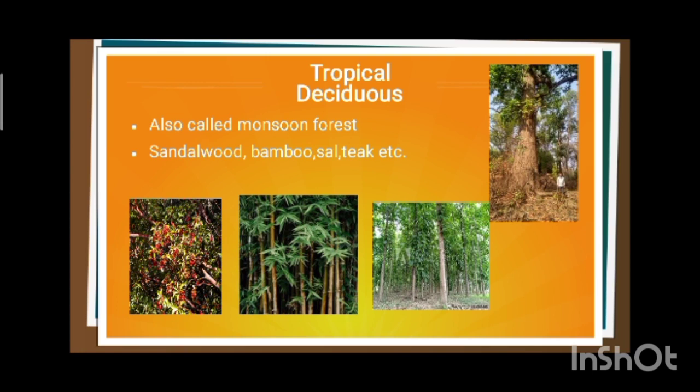The second type of forest is the tropical deciduous forest. These forests are not as dense as the rainforest. The region experiences seasonal changes and they are also known as monsoon forests. The major trees of these forests are bamboo, sandalwood, teak, and sal. Mangrove trees are also found in this region.